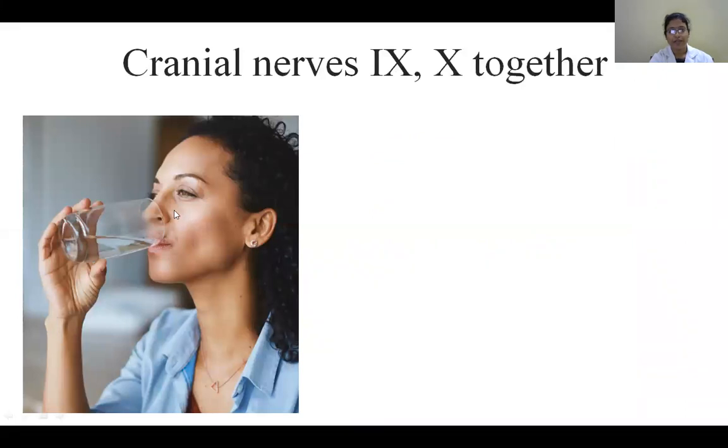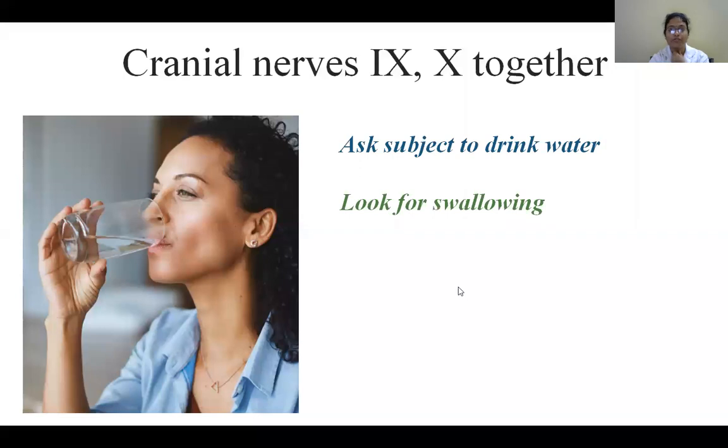Another way to assess both the cranial nerves, that is the 9th and 10th cranial nerve together, is swallowing. As we know, swallowing involves coordinated action of both laryngeal as well as pharyngeal muscles. So here we ask the subject to drink sips of water. And as he drinks sips of water, we observe the swallowing, that is movement of the thyroid cartilage, whether it moves properly or not. And we ask whether the person has any difficulty in swallowing or pain during swallowing.